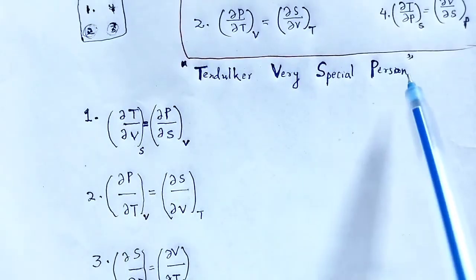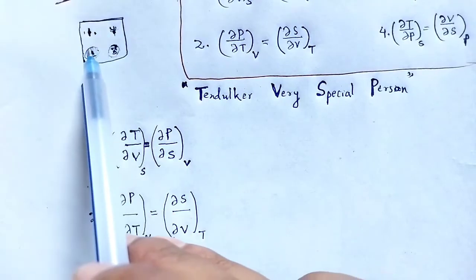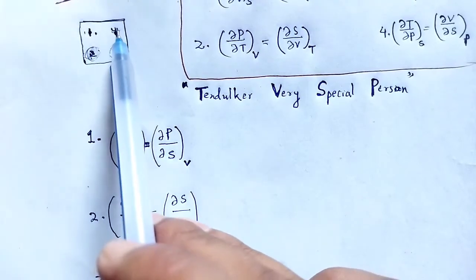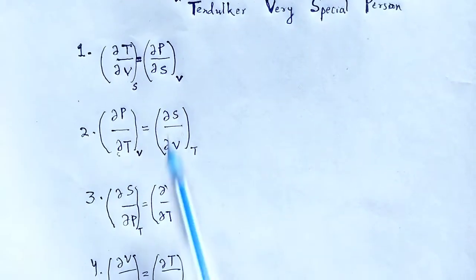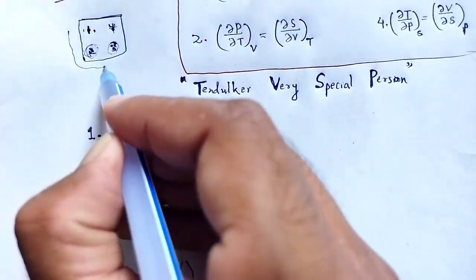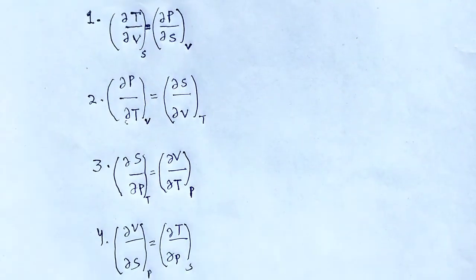We take Tendulkar, very special person, in order: first T here, then T here, then T here, and T here. In this manner we take the four relations. The next question arises: how do we take the negative signs here?